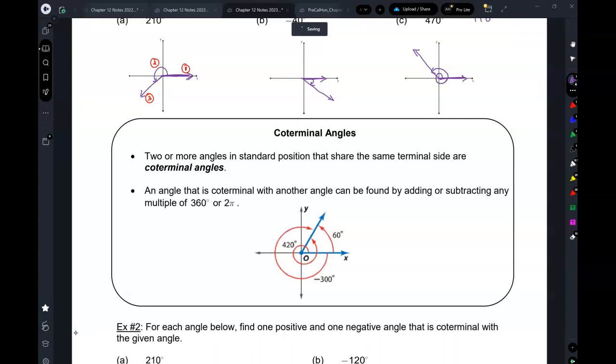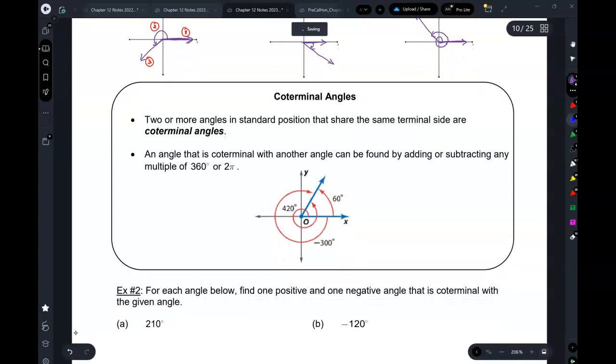Coterminal angles are angles that end in the same place. So for example, let's draw an angle of 60 degrees. Here, 60, right there, pretty straightforward.